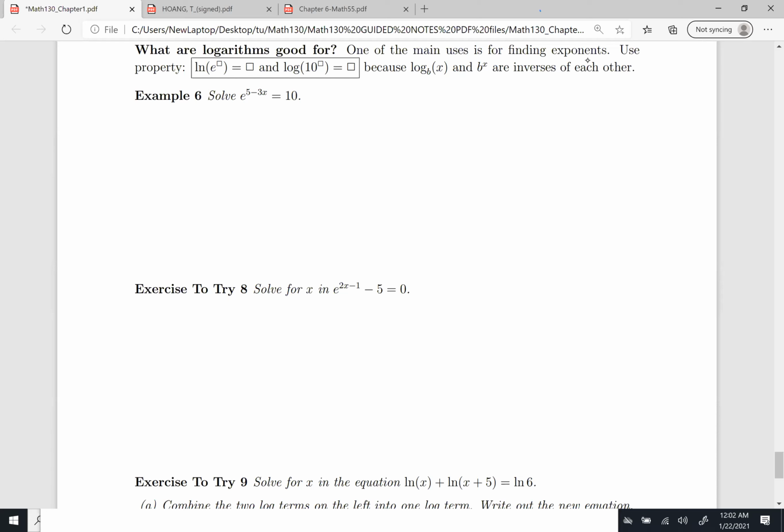Remember that this comes from the property that log base b of b to the power x is just equal to x. So the box here is actually like an x.